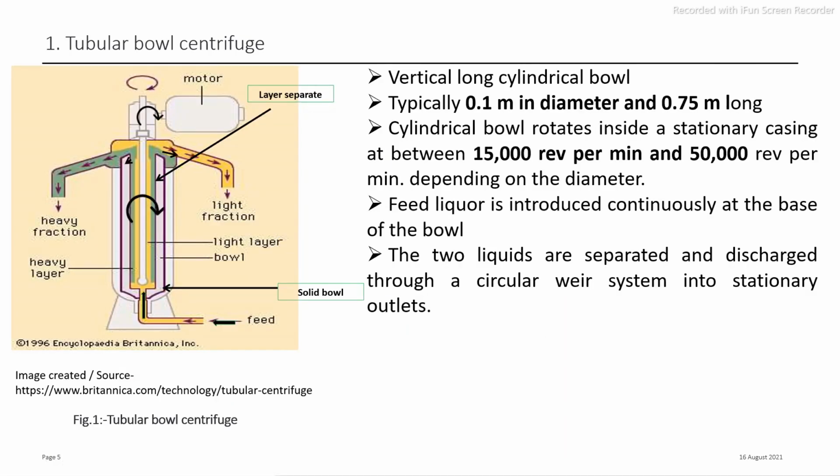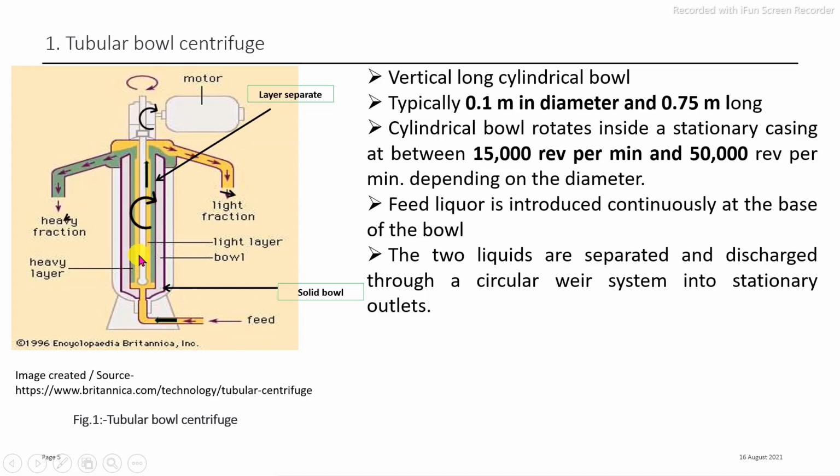Then the working of the tubular bowl centrifuge. The bowl is rotated inside this casing at a high speed of rotation. Typically the diameter of that rotating bowl is 0.1 meter and 0.75 meter long, and this may vary depending on the specific application. The liquid feed is fed from the pump into the center of that tube into the rotating bowl.